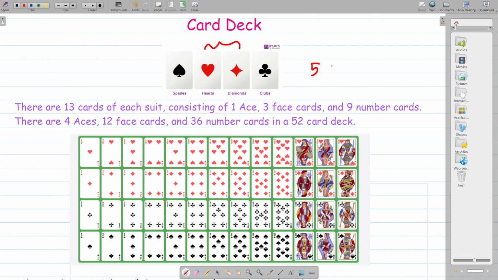You have 52 total cards in the standard card deck. Each of these 4 categories has 13 cards. Among those 13 cards, the first one is ace, 9 cards are number cards and 3 cards are face cards. Then for the total card deck, there are 3 times 4 face cards, that is 12, and 4 ace cards and 36 number cards. Okay.